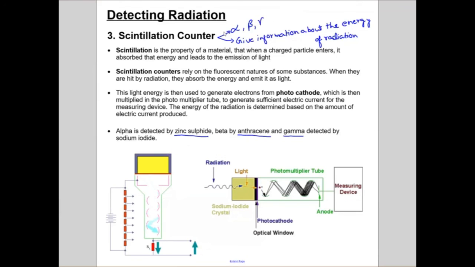So it can detect alpha, beta, and gamma radiation, and it is quite selective, right? So you could identify whether your radiation is either alpha, beta, or gamma. You would get the information about the energy of the radiation or the intensity of the radiation, if you are using this scintillation counter. So overall, it basically solves all our problems.